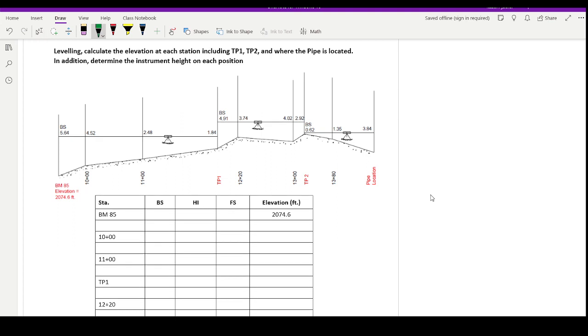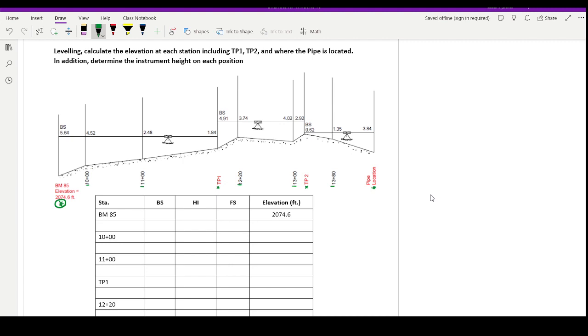I'm going to solve a leveling example. Elevation at this benchmark is given, and we are asked to find elevation at each one of these stations. So this is 10+00, 11+00, 12+20, 13+00, 13+80, as well as these turning points, and pipe location.